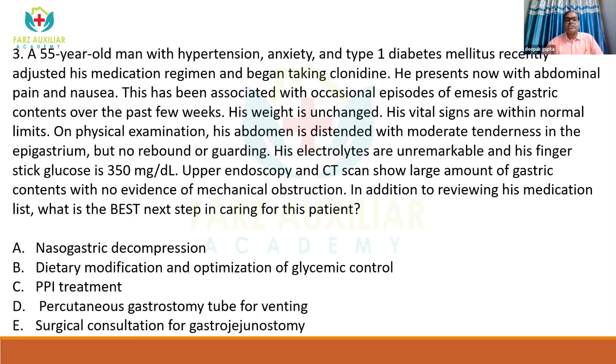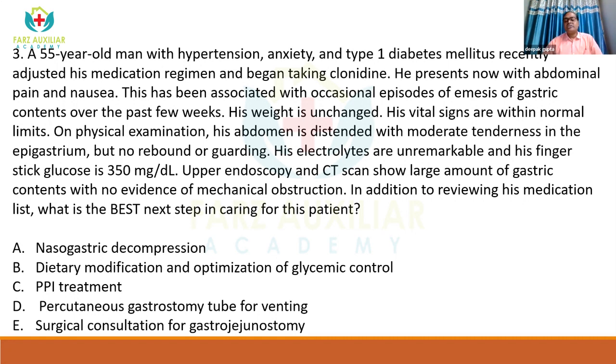Okay. Again, now going to the question, it's a 55-year-old man, hypertensive, anxiety, diabetic, who recently adjusted his medication regime and began taking clonidine. He presents now with nausea and pain associated with occasional episodes of emesis of gastric contents over the last few weeks. His weight is unchanged. Vital signs are within normal limits. On physical examination, his abdomen is distended. Moderate tenderness is there in the epigastrium, but no rebound or guarding. His electrolytes are unremarkable. Sugars 350. Upper endoscopy and CT scan show a large amount of gastric contents with no evidence of mechanical obstruction. In addition to reviewing his medication, what is the best next step in caring for this patient?